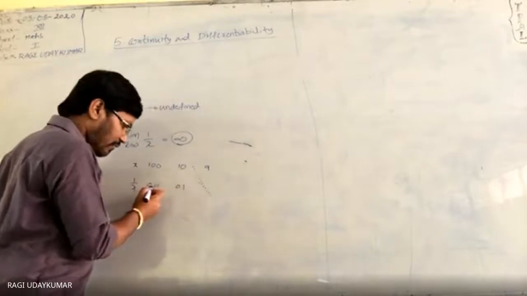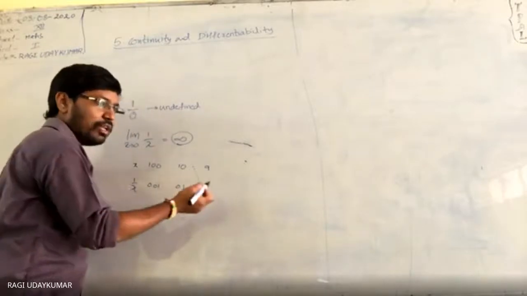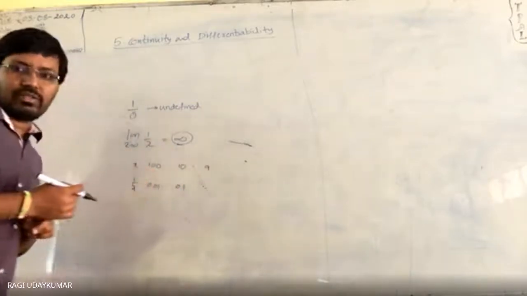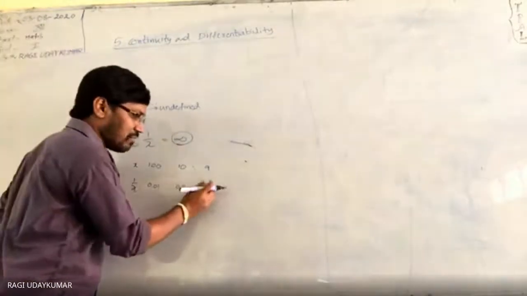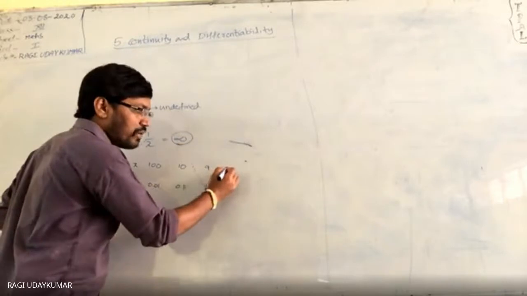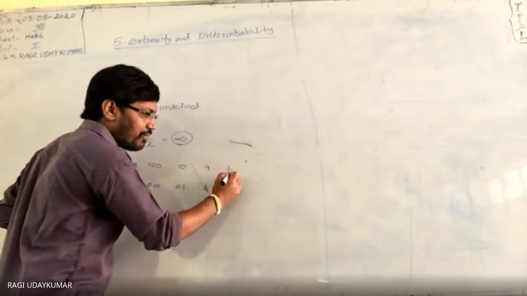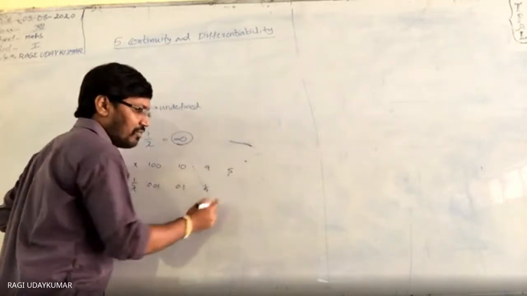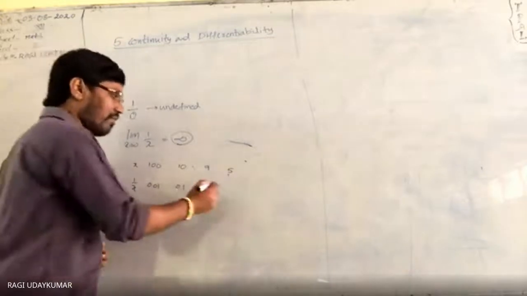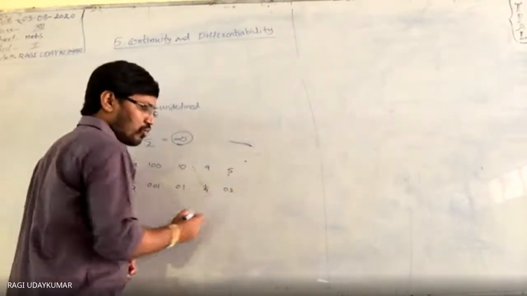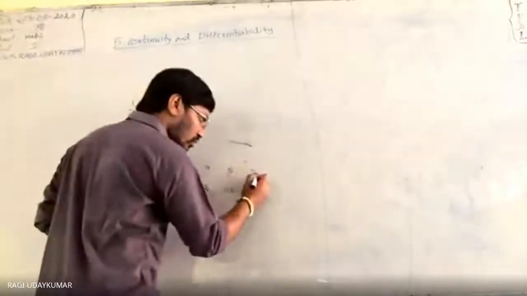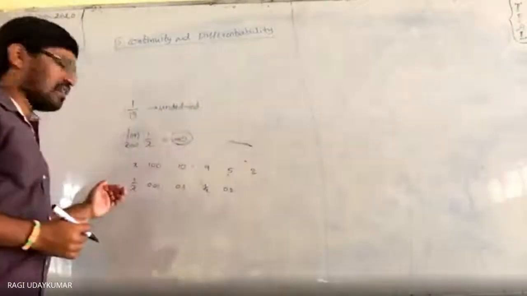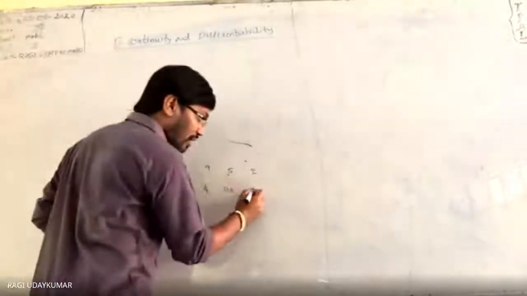So here if you calculate 1 by 9, you are going to get more than this number. If you take 5, 1 by 5 is nothing but 0.2. If you take 2, what do you get? 1 by 2 you get 0.5.